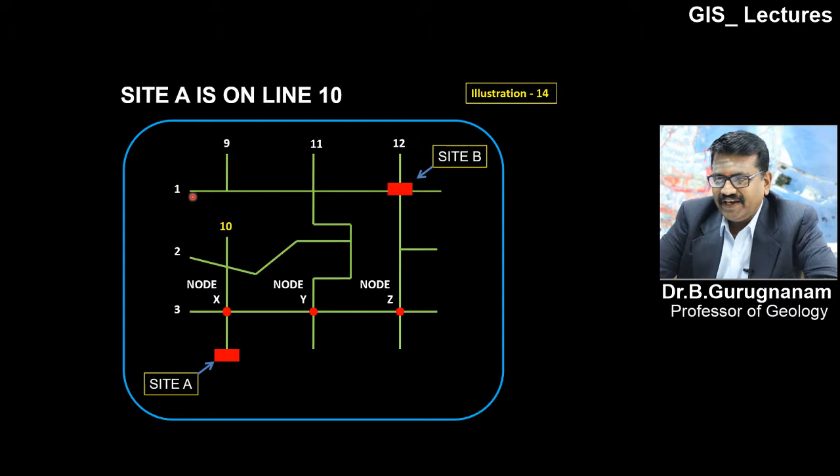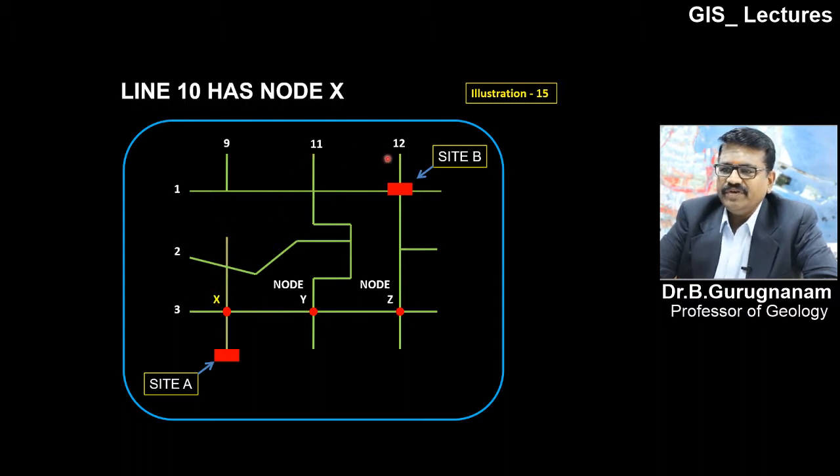You see, you have one line, this is the second line, and this is the third line, and this is the 9th line, this is the 11th line, and this is the 12th line. 4, 5, 6 by mistake we have not given. This is 4, this is 5, this is 6, and this is 7 also, and 8. This is 9, 10 is here, 11 is here, 12 is here.